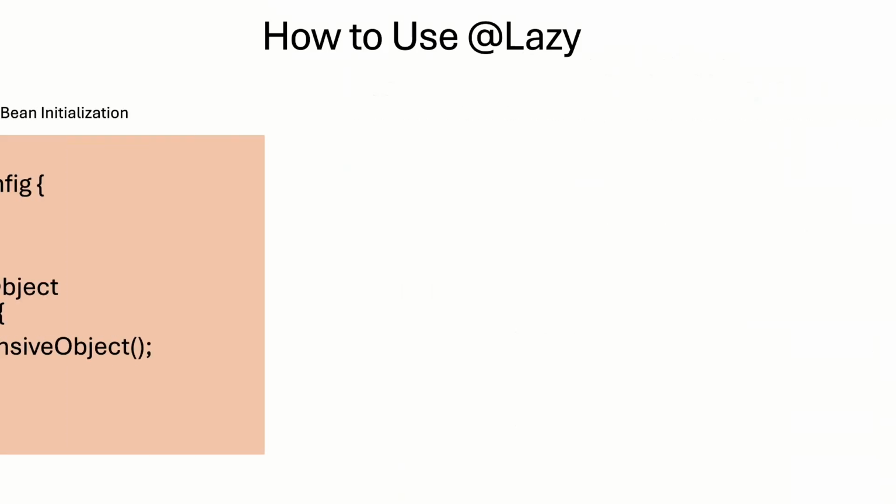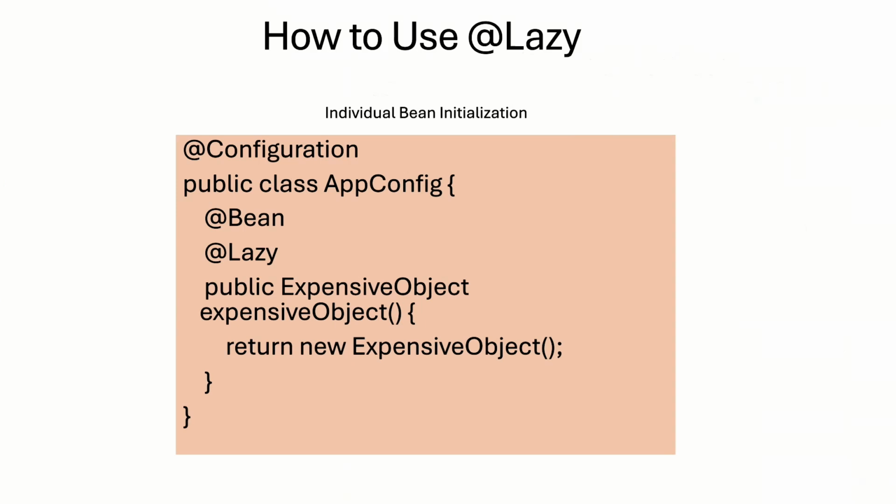When using Java configuration, you can annotate a @Bean method in your @Configuration class with @Lazy to make the bean lazy. We can use it on specific beans that are heavy and not immediately necessary on application startup. This approach ensures that a bean is only created when it is first accessed. In the code you see on screen, the ExpensiveObject bean will only be created when it is first accessed, not at startup.